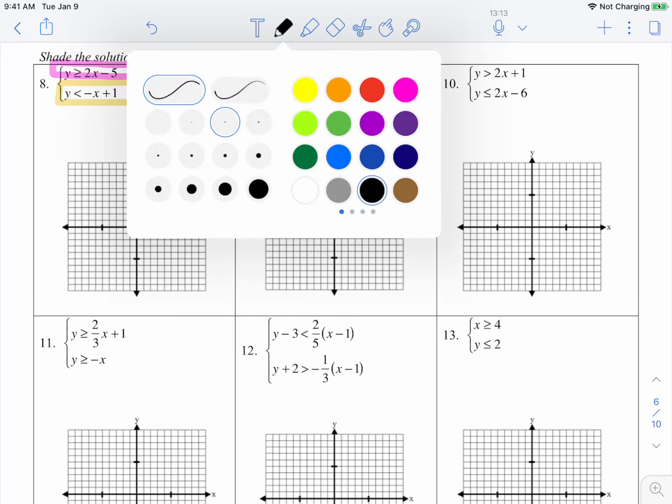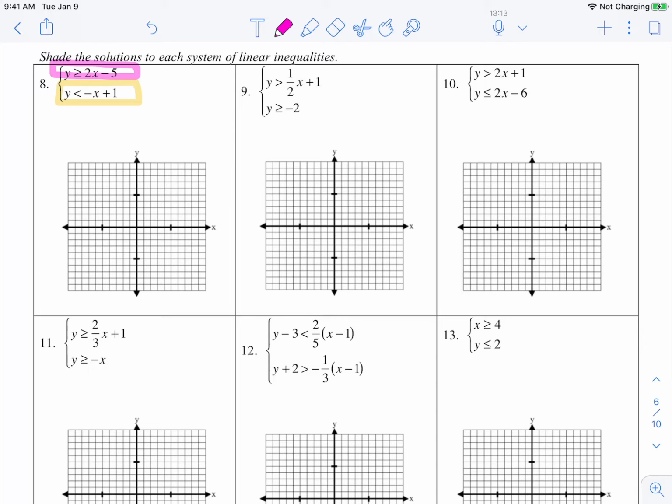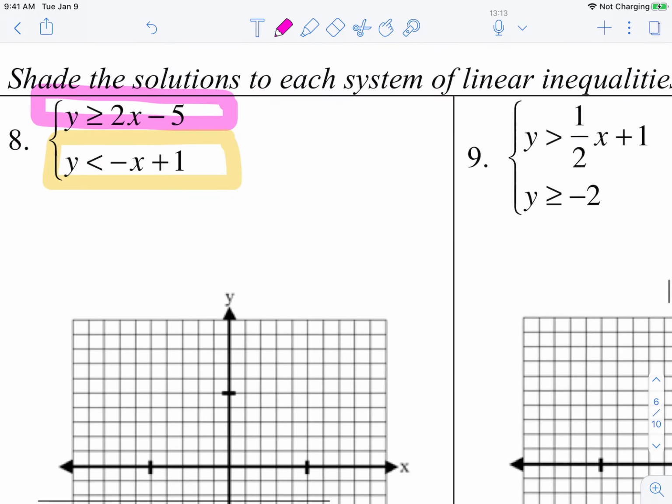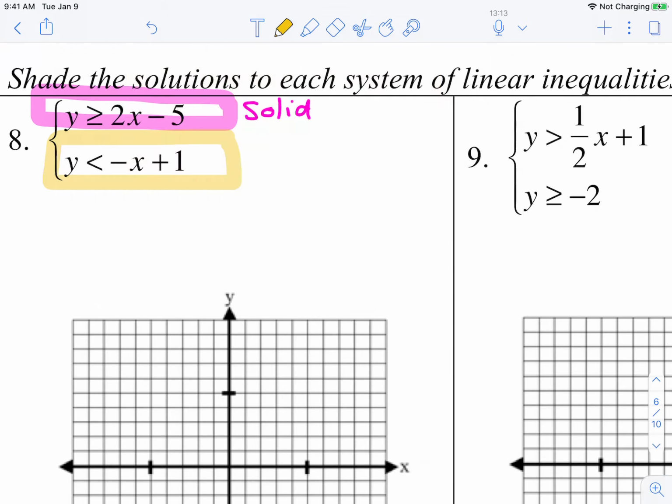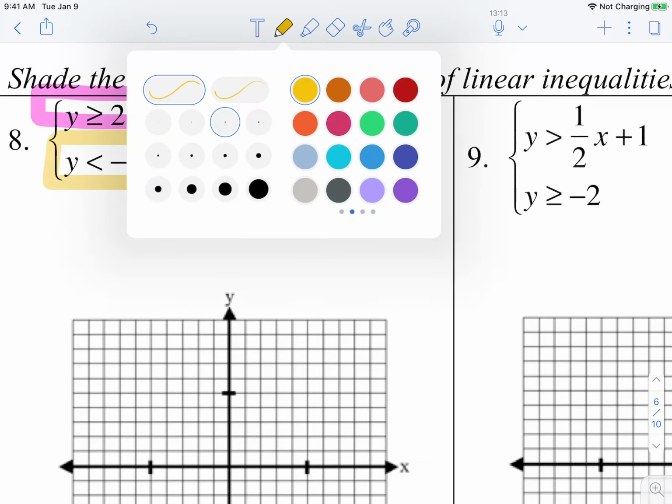All right. So when I go to graph y is greater than or equal to 2x minus 5, I note that it is a solid line. And then when I go to graph y is less than negative x plus 1, I note that it is dashed because it doesn't have the equals underneath it. So now we graph.